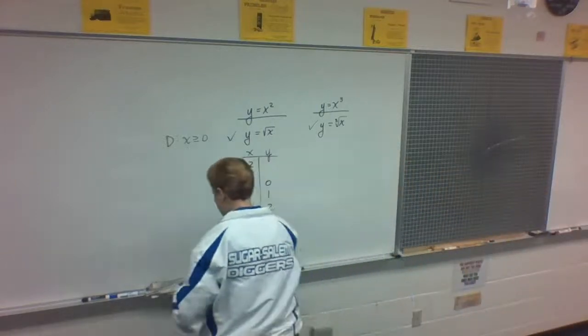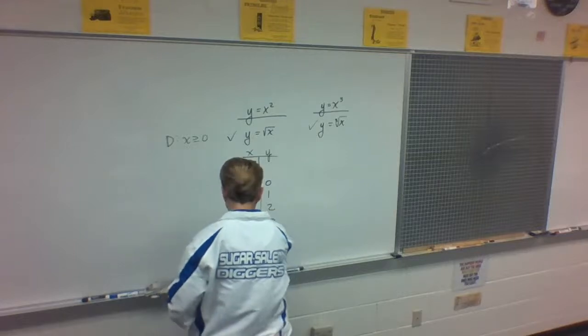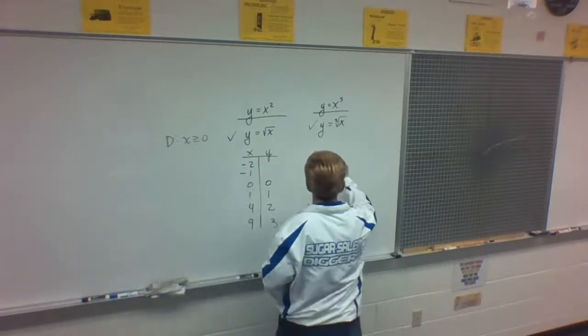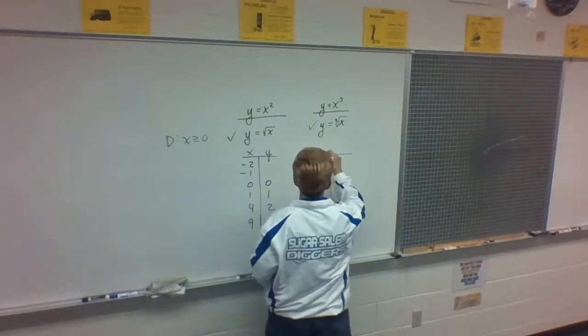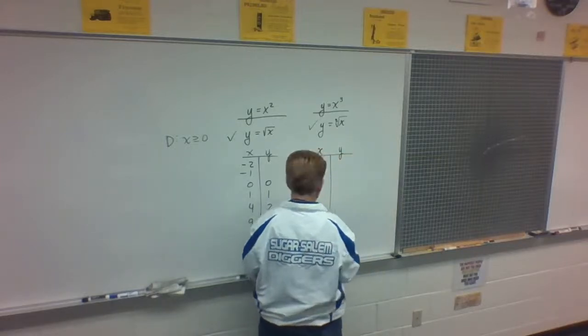I'll graph it in a different color. Well, maybe I'll just erase the other one because it's kind of hard when you get a whole bunch of junk up there on the graph. So, oh good, you can still see this, okay. X and Y on this one.